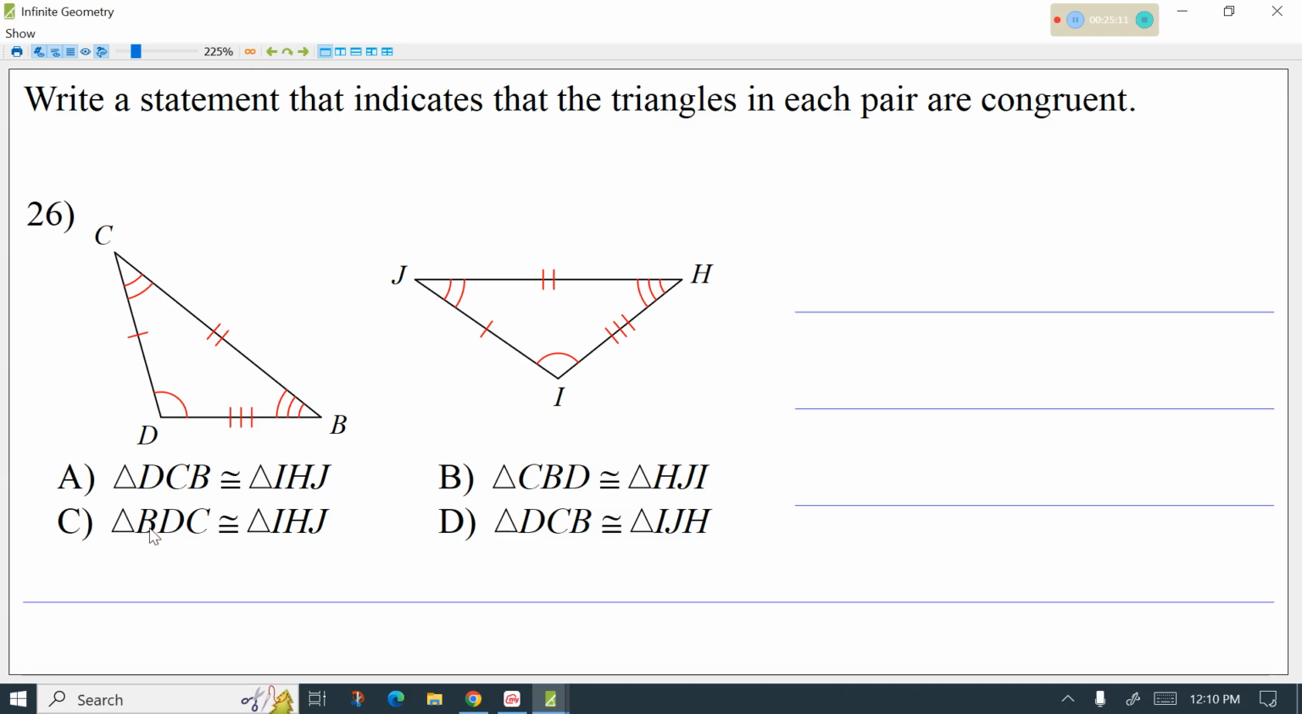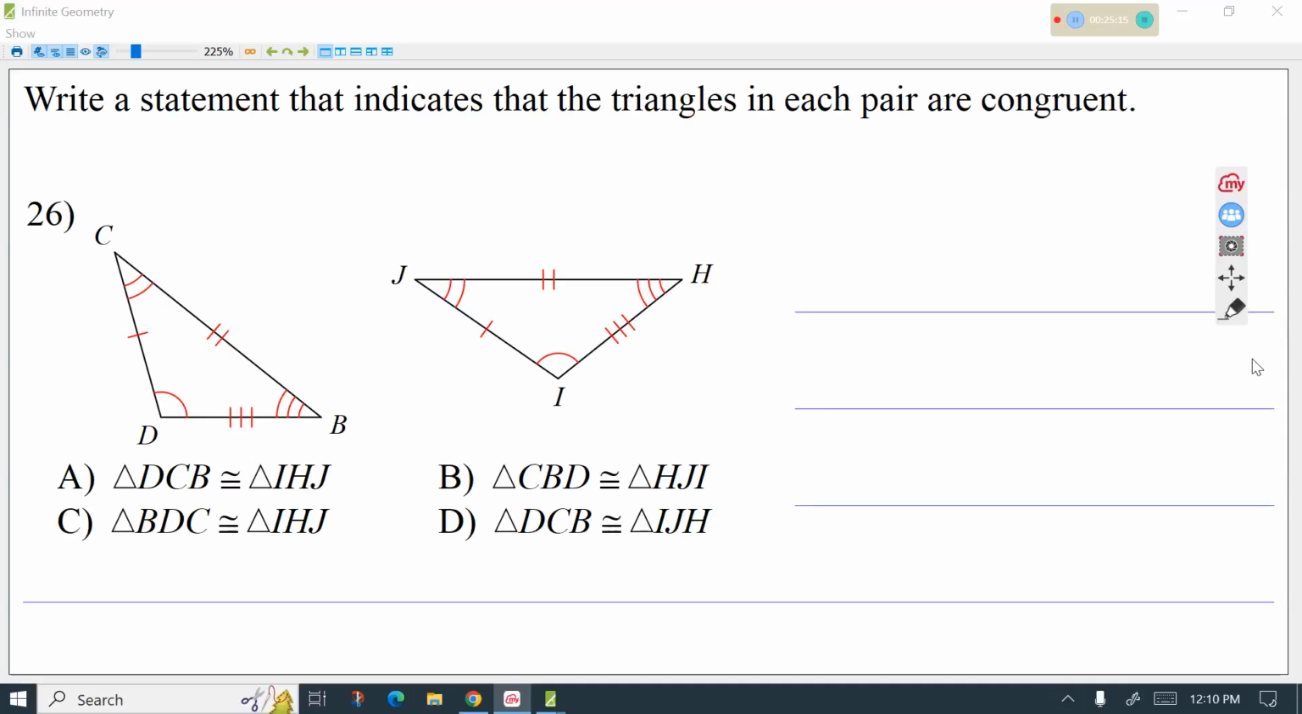For instance, this one says that B goes with I. So what's up with that? Can that be true? That can't be true. This says that B is first, and that I is first. But we see B has 3 marks and H has 3 marks. So that can't be true. So cross that one out.